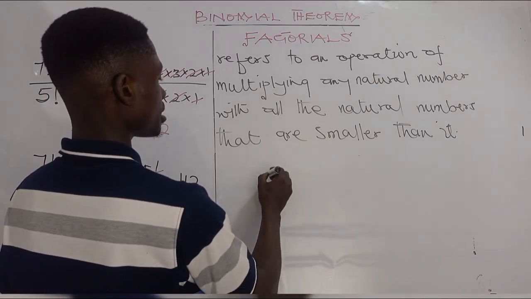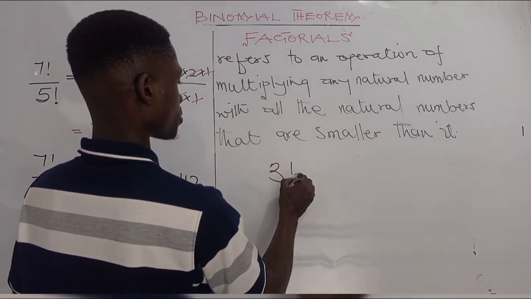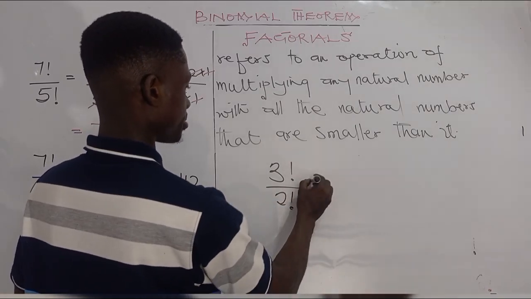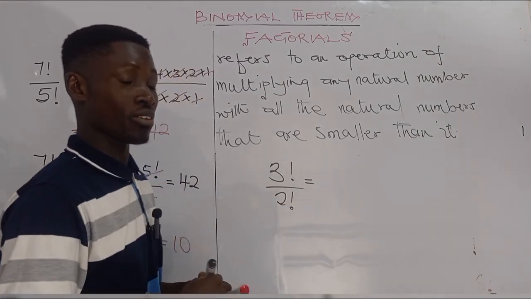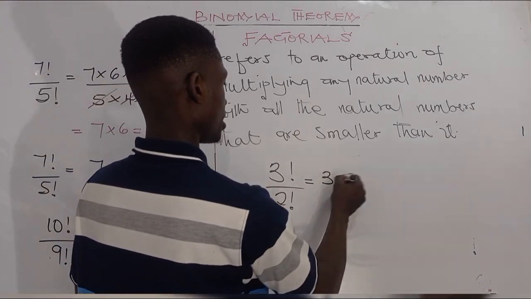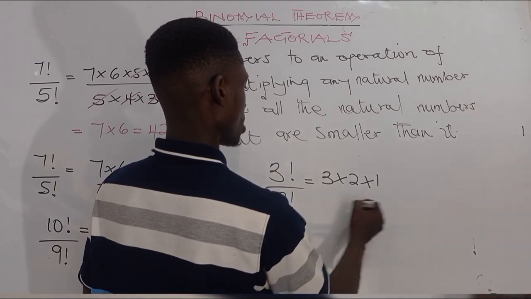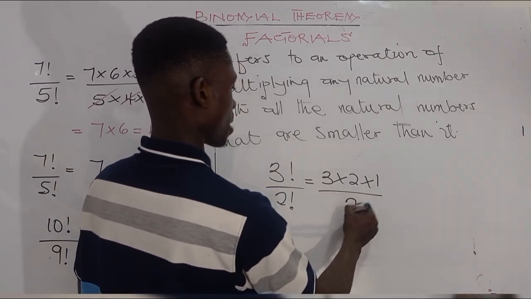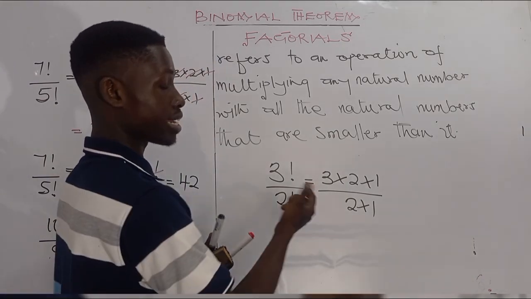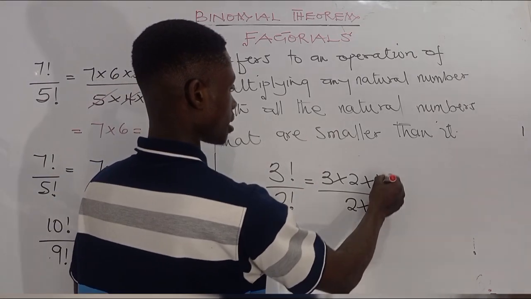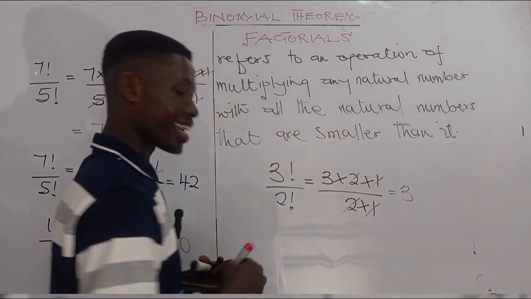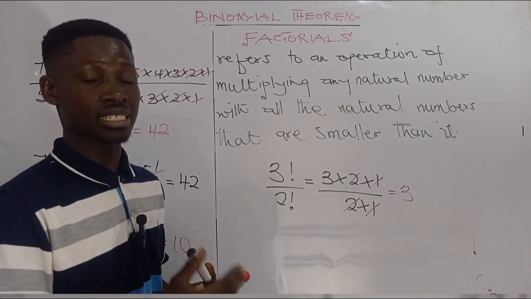Let's look at another example. Let's say you have 3 factorial all over 2 factorial. From what we have learned, 3 factorial can be written as 3 times 2 times 1, and 2 factorial can be written as 2 times 1. Since they are multiplying and dividing, 1 cancels 1, 2 cancels 2, and we are left with 3, as easy as ABC.